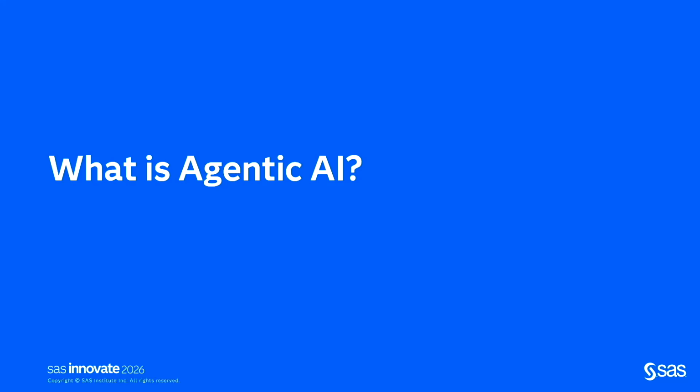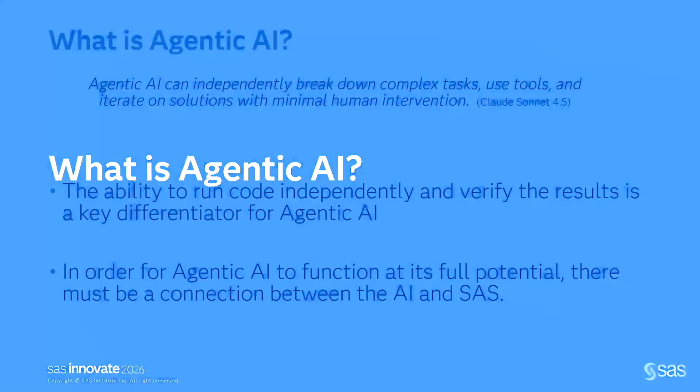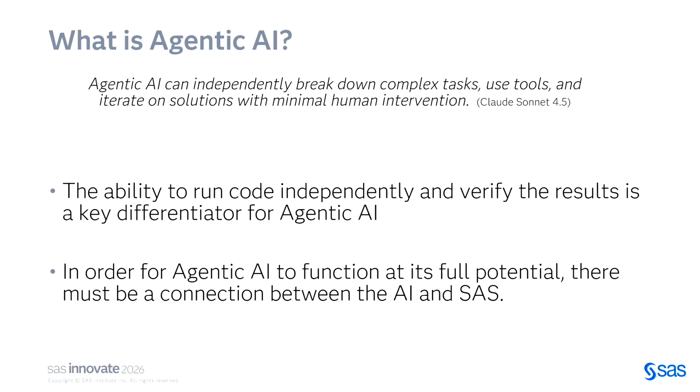All right, so what is Agentic AI? This was a way more interesting question in November when I proposed this presentation. Probably most of you know. Who all knows what Agentic AI is? Raise your hand. Okay, so a good number of you. Agentic AI can independently break down complex tasks, use tools, and iterate on solutions with minimal human intervention. That's Claude answering my question. So this is the question you all had earlier. Claude answered that question, but it's correct, right? I did verify and validate it afterwards.